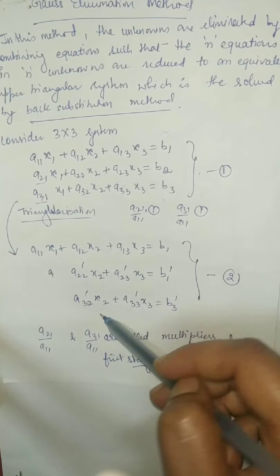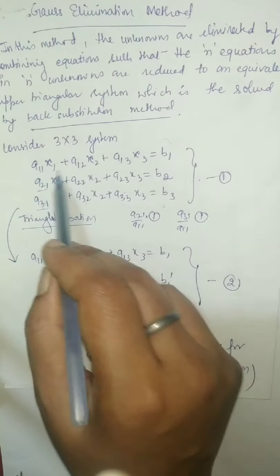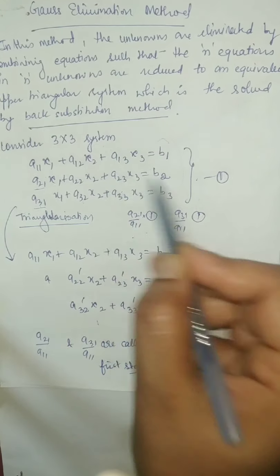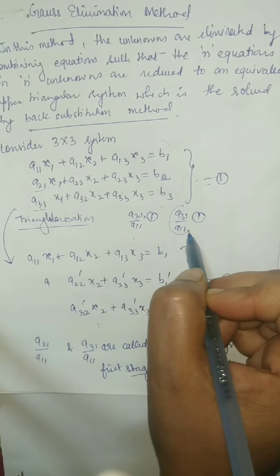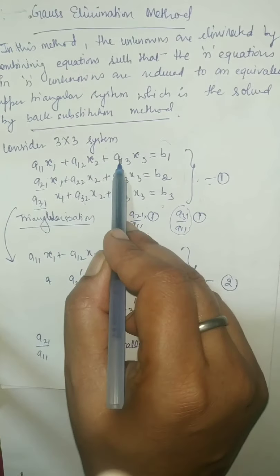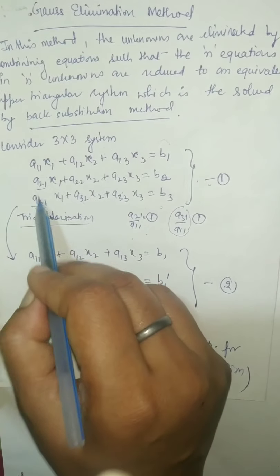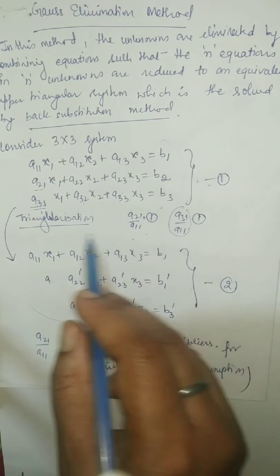ठीक है, हमने फर्स्ट इक्वेशन को मल्टीप्लाई किया a21 over a11 से, and then we subtracted from the second equation of this, and then we multiply a31 over a11 with equation 1 से, and then we subtracted from the third one, and after that the subtraction we obtain this condition.